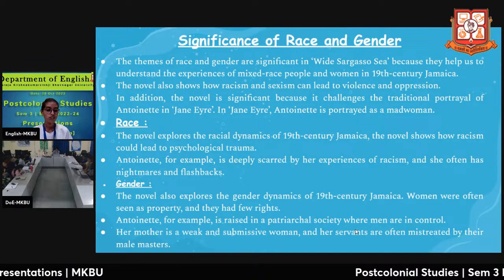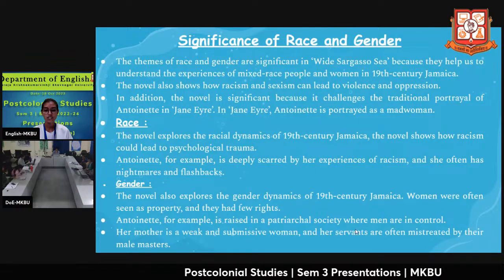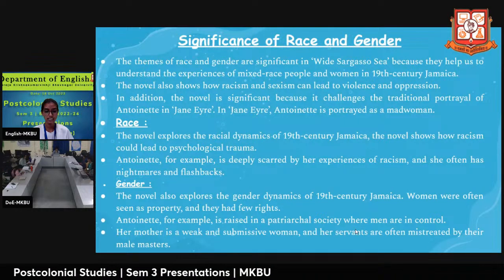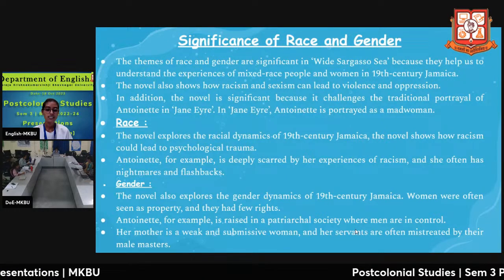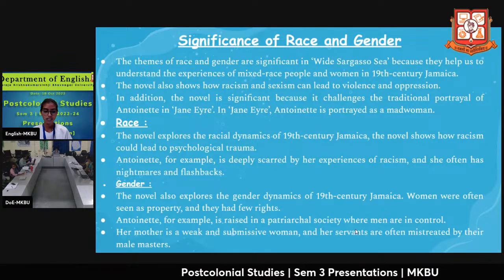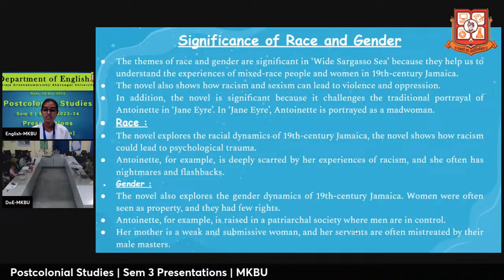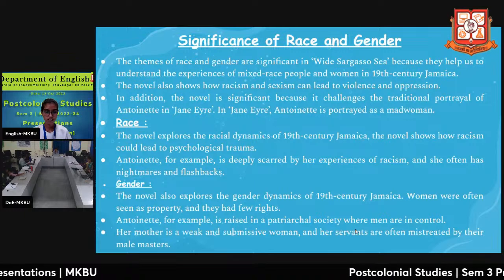In the context of gender, the novel also explores the gender dynamics of 19th century Jamaica. Women were often seen as property and they had few rights. For example, Antoinette is raised in a patriarchal society where men are in control. Her mother is a weak and submissive woman, and her servants are often mistreated by their male masters.